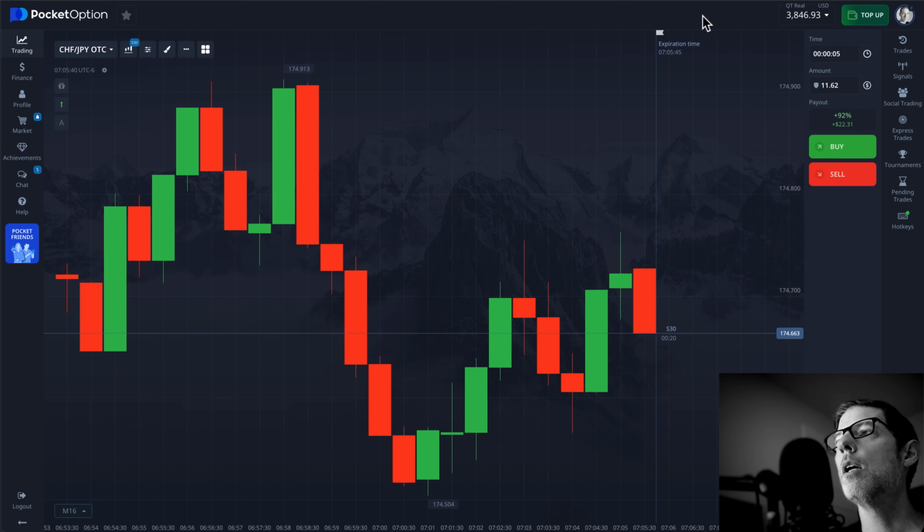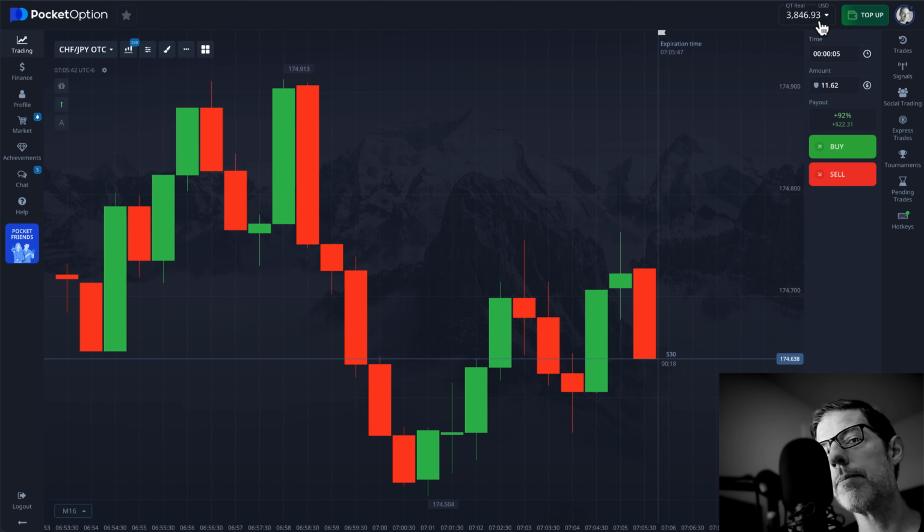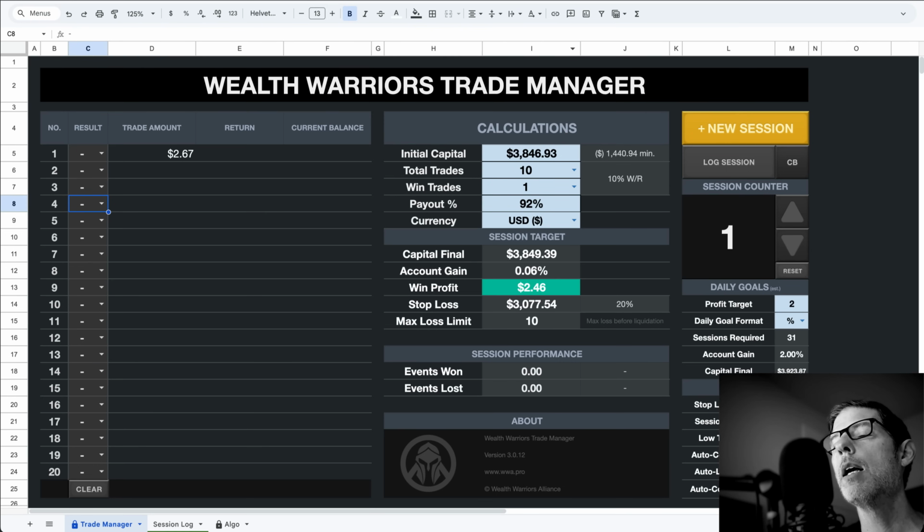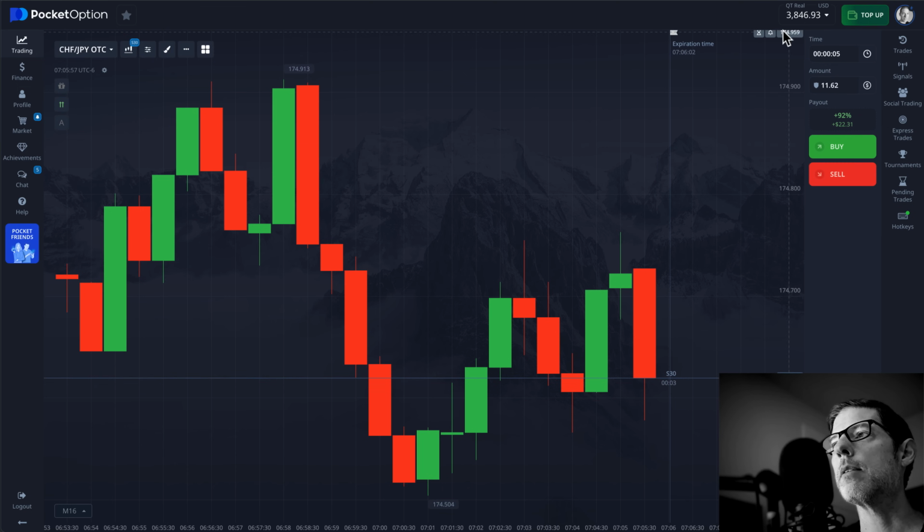Over on Pocket Option, 38.46.93. It's exactly the same. So beautiful. I love when that happens. Just as I recently traded all day yesterday, and the initial capital, when I renewed the session, the balance stayed exactly the same as it did in Pocket Option.